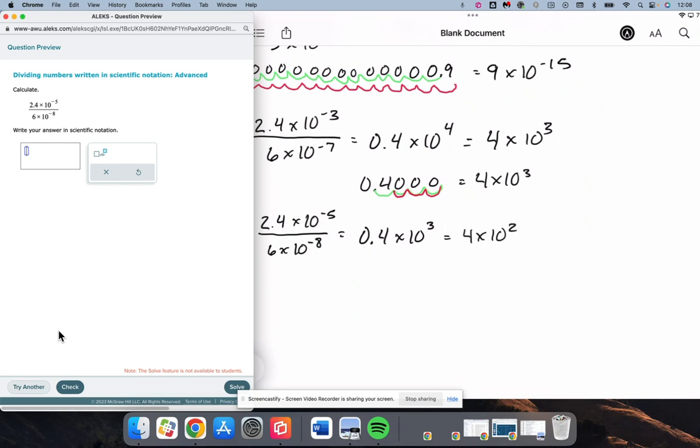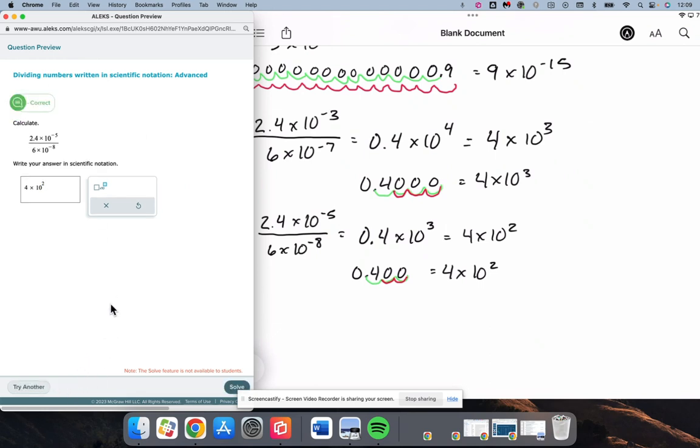I'm going to go ahead and do it by converting it to standard form and then putting it back in scientific notation. So standard form, 1, 2, 3. That gives us 400. Going back to scientific notation, 1, 2. So that's going to be 4 times 10 to the power of 2. Okay, that's it for this section.